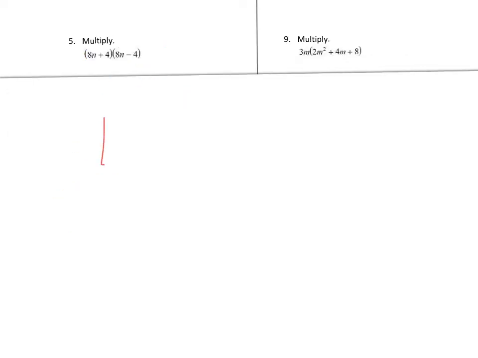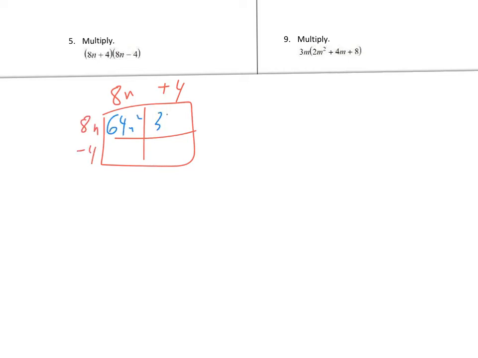All right, another multiplication here. So we get 8n plus 4, and then 8n minus 4. So then you get 64n squared, 32n, negative 32n, and then negative 16. Now in this case, the like terms actually cancel out, so we get 64n squared minus 16.